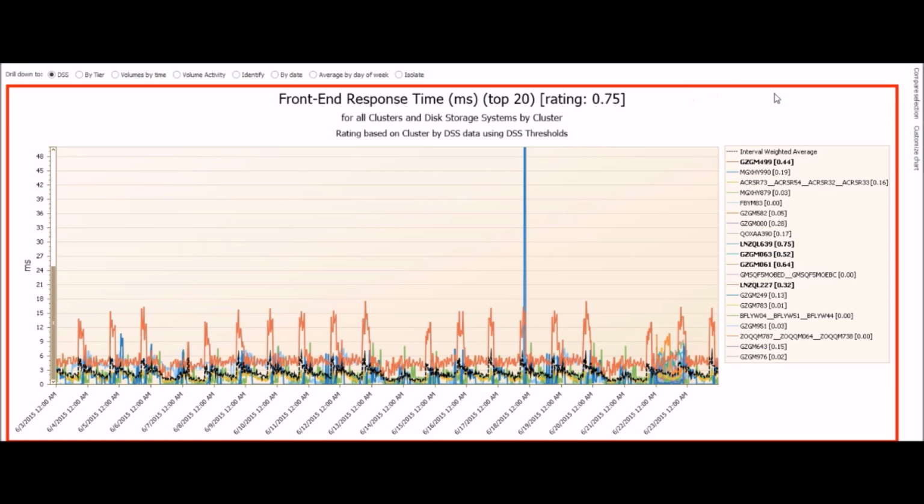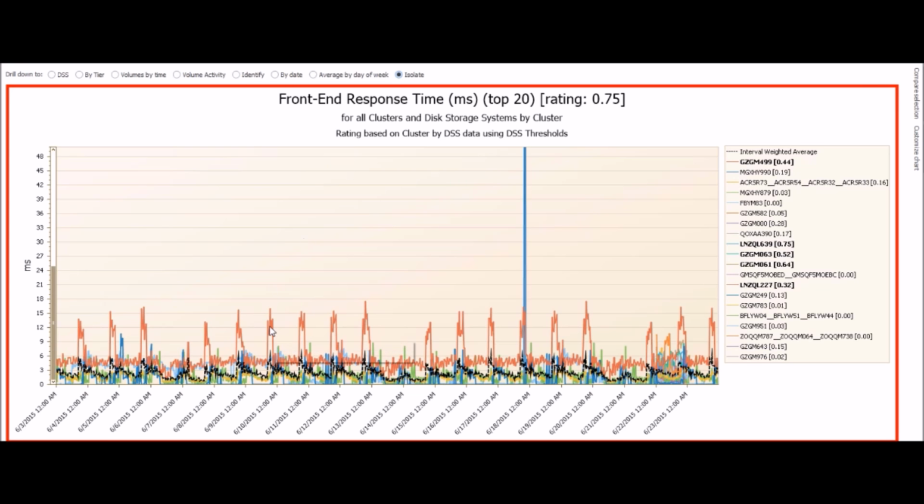The chart is rated red and bordered in a red frame, instantly telling you there is a performance issue. The rating in the top right of the chart is 0.75, which indicates there are significant performance exceptions. The host, GZG-M499, has a rating of 0.44 as seen in the legend. There are some others that have higher ratings, but for now we will focus on this host because of the spikes we see in the chart.